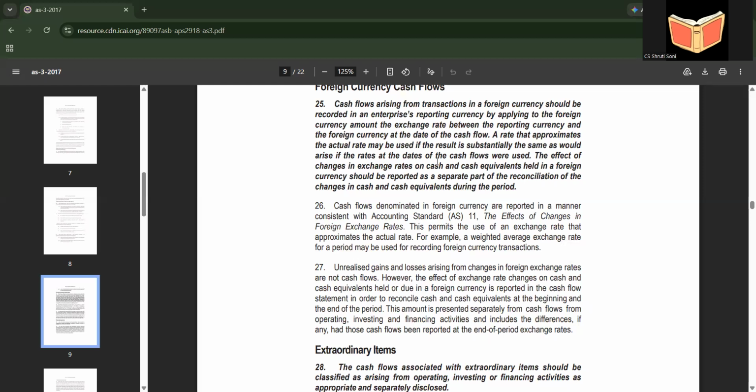And the effect of exchange rate changes on cash and cash equivalents is reported in the cash flow statement so that you can reconcile them at the beginning and at the end of the period. And this is separate from the cash flows from operating, investing, and financing activities. It will also include the differences, if any, had those cash flows been reported at the end of period exchange. So, okay, this last line is very important. Keep that in mind.